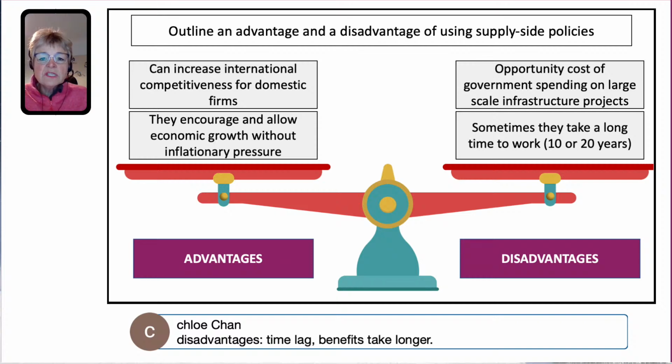The other disadvantage is, of course, the opportunity cost. Students never really use that concept, and they should. It's a banker in an exam. So the opportunity cost of government spending on these supply side policies might be, well, then they don't have as much money to spend on hiring doctors or on buying textbooks in schools, or perhaps some other government spending that's considered necessary. So always use opportunity cost. It's one to have up your sleeve.